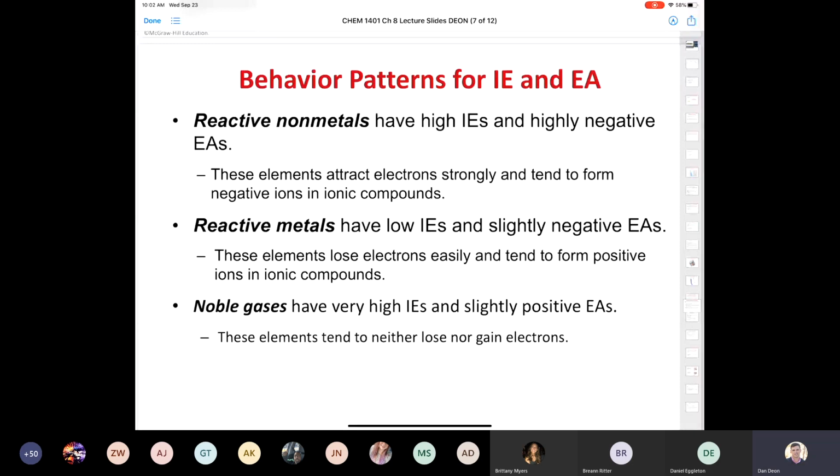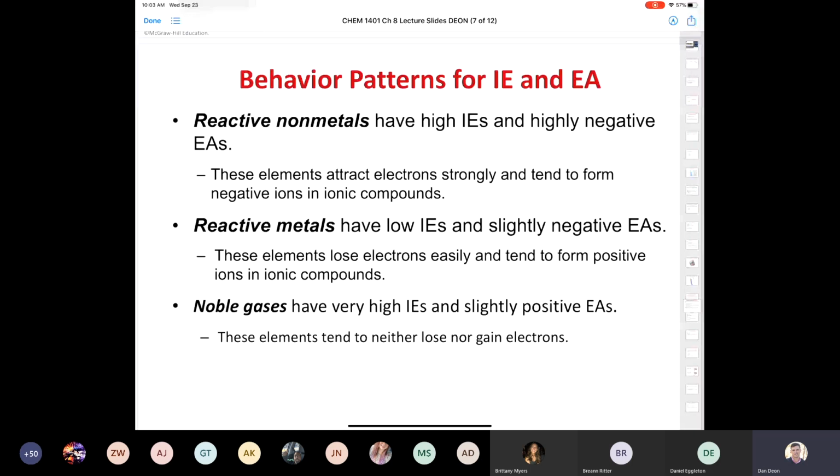Okay, break's over. It says here, reactive nonmetals. So what's a nonmetal? That's something on the right-hand third of the periodic table, the right side of the metalloid line. Reactive nonmetals have high ionization energies, so that means they don't like to lose electrons, and highly negative electron affinities. If the electron affinity is negative, that means energy is being released, and that's going to be a favorable process, right? It's going to lose energy in the process. It's going to become more stable, okay?